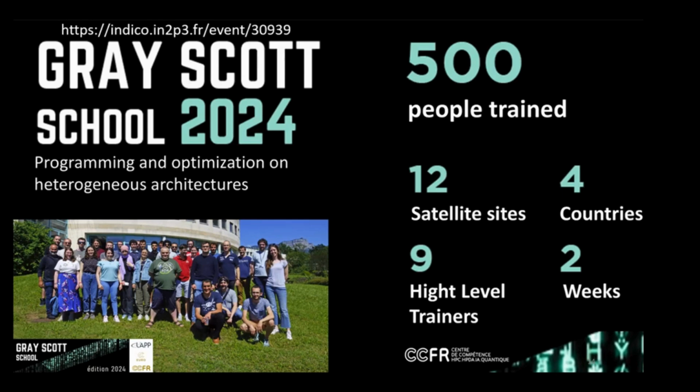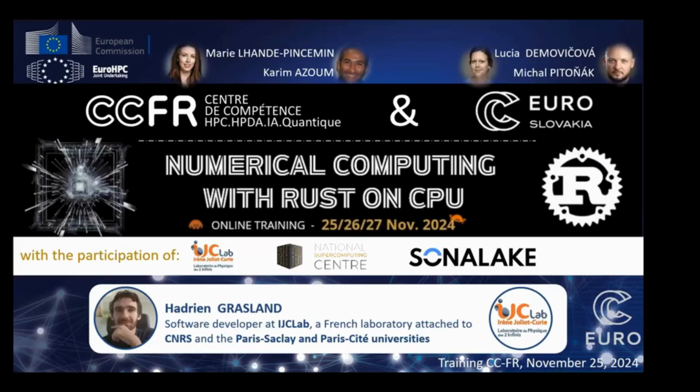In 2025, we are going to deploy this Gray Scott School in English with European satellite sites. So if interested, just send us a mail and we can give you information. The training of today, Rust on CPU, was one of the courses deployed during the Gray Scott School. So it is just to understand and make the link between the courses of today and the Gray Scott School. Thank you very much for your attention.